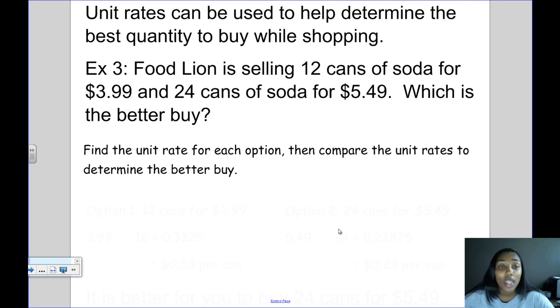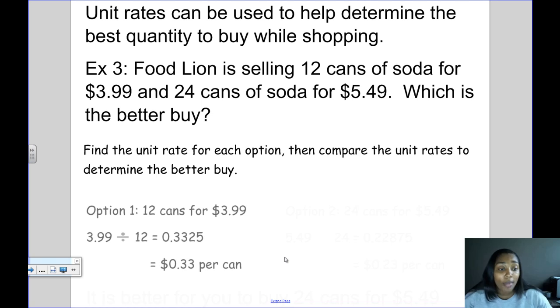Now initially you may think, well, the 12 cans are cheaper, so we should automatically go with that. That's the better buy. But just because something is cheaper doesn't make it the better buy. What makes it the better buy is if you're paying less money for each unit of that product. So in this example, what we want to do is figure out, well, if I'm paying $3.99 for 12 cans of soda, how much am I paying for every single can of soda in that pack? So in order for me to do that, I'm going to take the $3.99 and I'm going to divide it by the number of cans, the 12.